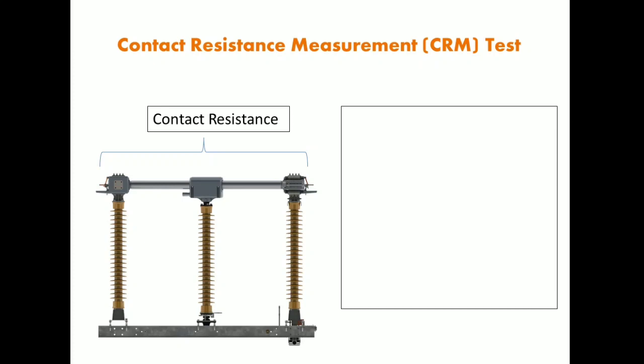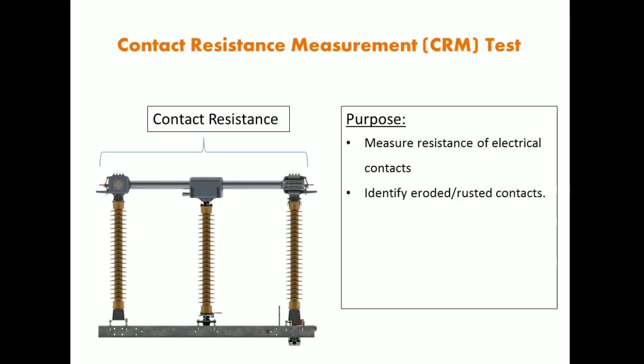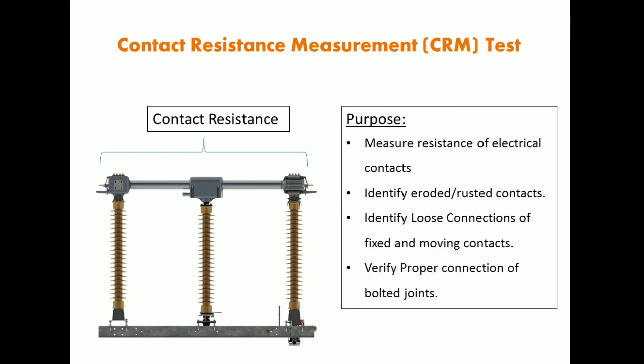The purpose of doing the CRM test is to measure the resistance of electrical contacts, identify eroded or rusted contacts, identify loose connections between fixed and moving contacts, and verify proper connection of bolted joints.